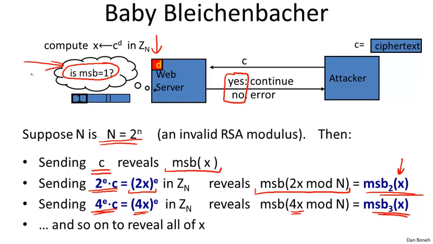So the bottom line here is that PKCS1, as implemented in web servers up until this attack was discovered, was basically insecure because the attacker could essentially decrypt any ciphertext he wants just by issuing enough queries to the web server.